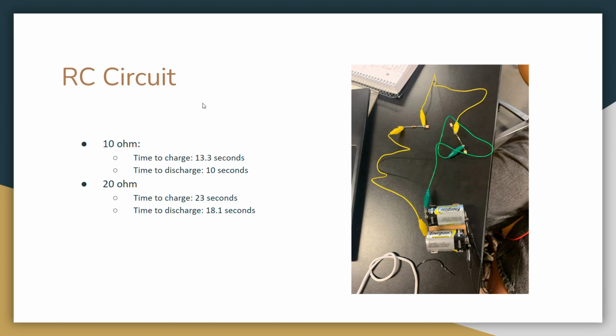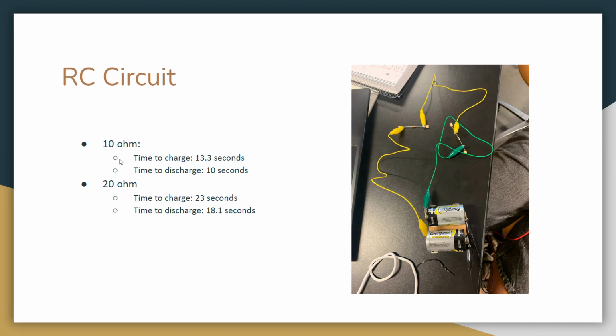For the RC circuit, we didn't have a picture of it. Basically, it was the battery connected to a voltmeter and connected to a light. And when disconnecting the circuit, it causes the light to diminish.